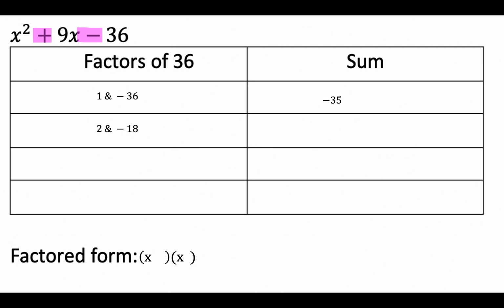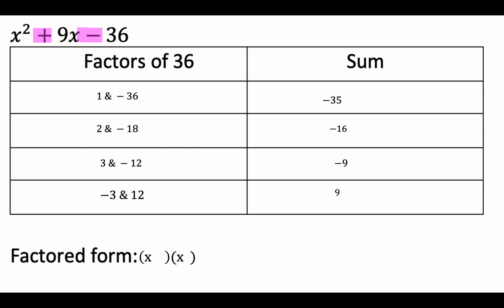Let's try 2 times negative 18. That also gives us negative 36, but if we add them, we get negative 16, which is nowhere near positive 9. How about 3 times negative 12? Now we get negative 36, and if we add them together, we get negative 9. But we're looking for a positive 9. So let's try negative 3 times 12. Negative 3 plus 12 gives me 9.